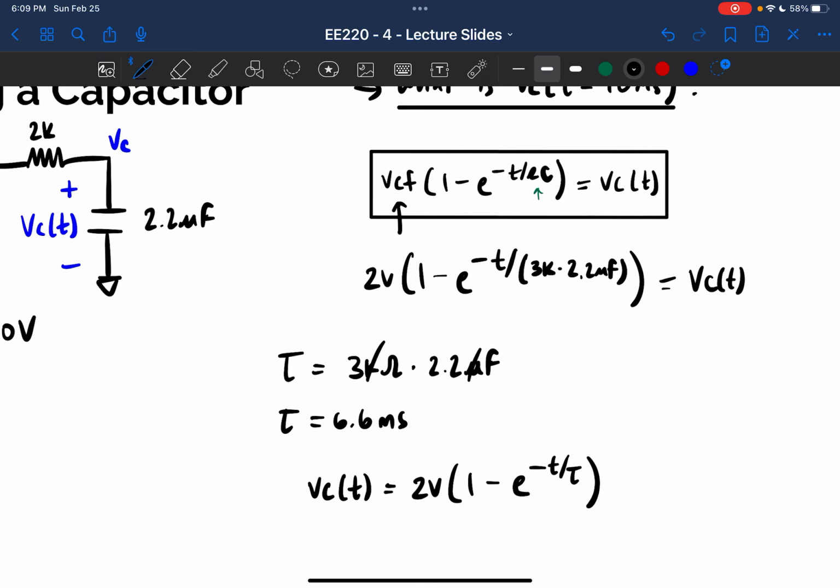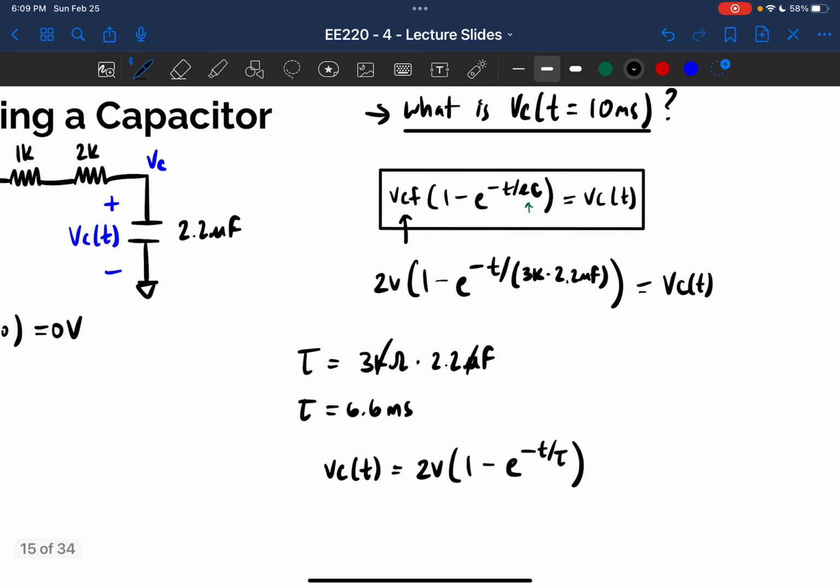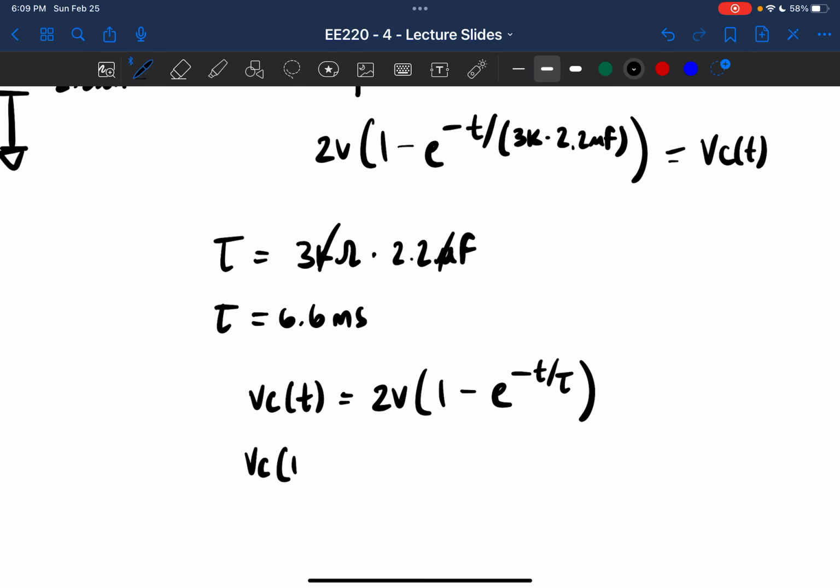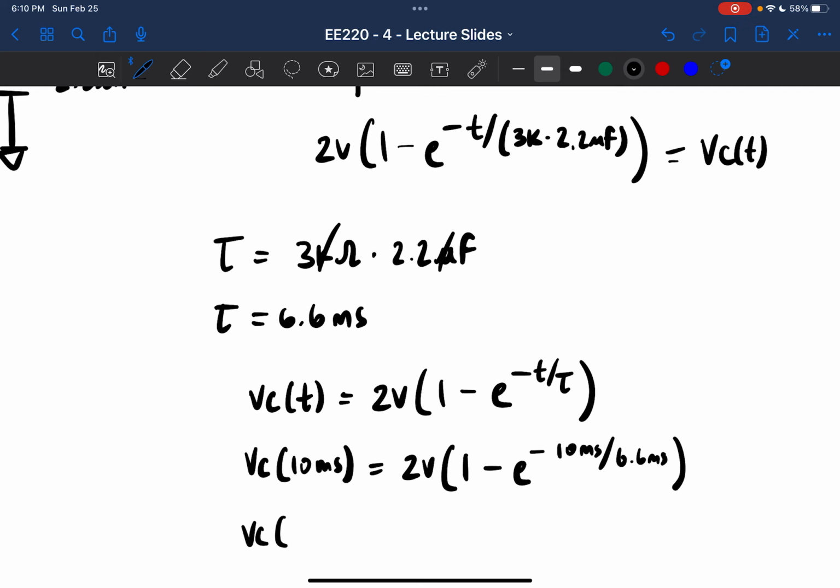Okay, so all I need to do to determine VC of 10 milliseconds is just plug 10 milliseconds into this expression. Okay, so VC of 10 milliseconds is going to be 2 volts multiplied by 1 minus e to the minus 10 milliseconds divided by 6.6 milliseconds. Okay, the millis cancel, so I just get 10 divided by 6.6, and I should get some value for VC. Let me go ahead and grab my calculator because I don't have it out right now. And I want to go ahead and calculate this just to make sure that I don't make any mistakes.